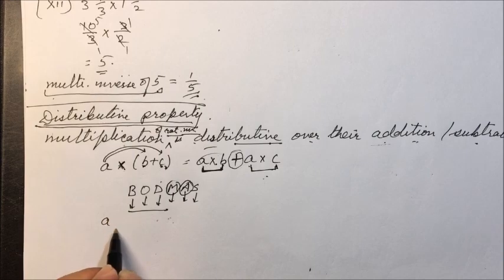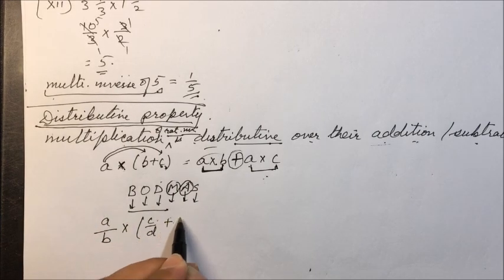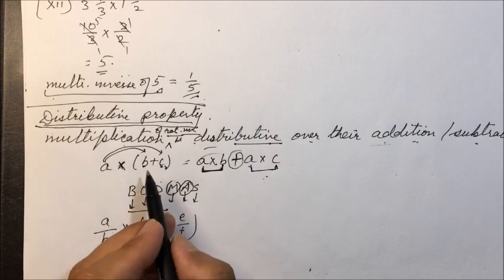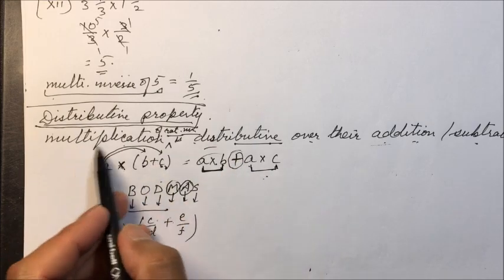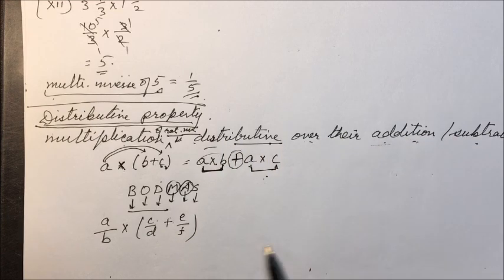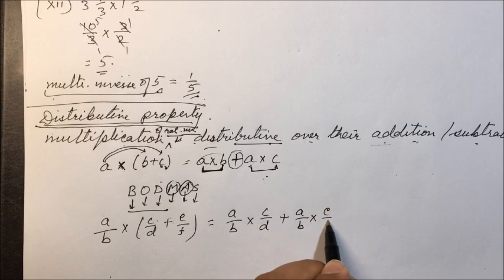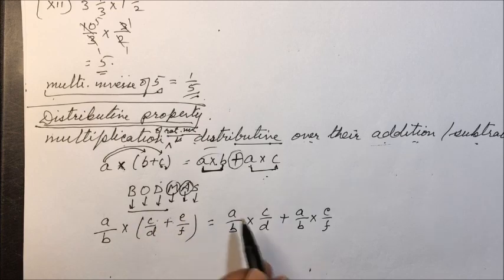Or in fractions, if we take A by B into (C by D plus E by F). Here we can have subtraction as well, because multiplication of rational numbers is distributive over their addition or subtraction. So now distributing it: A by B into C by D plus A by B into E upon F. This is how we distribute multiplication over addition. It got distributed over addition.